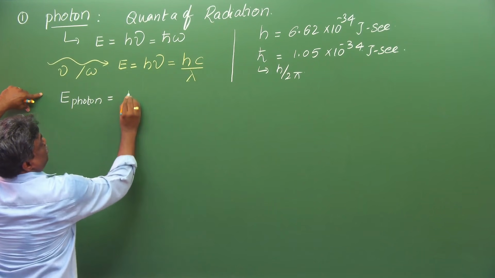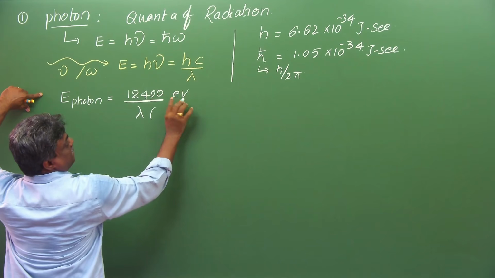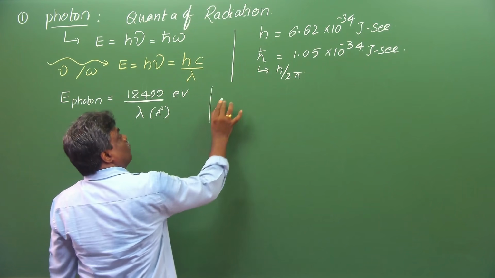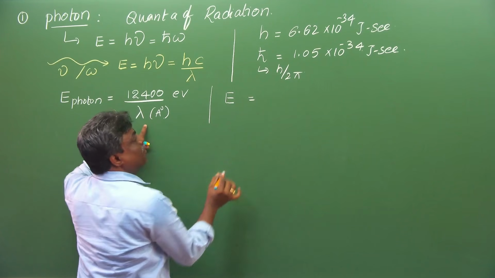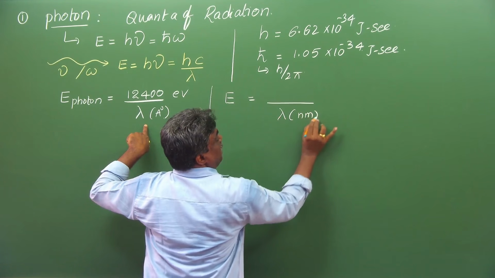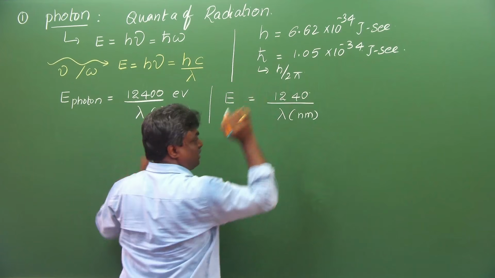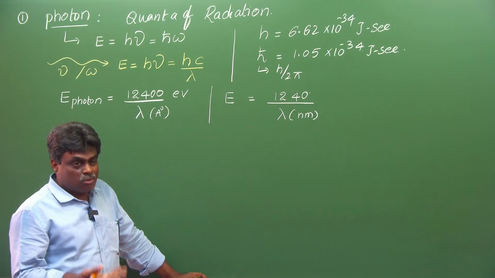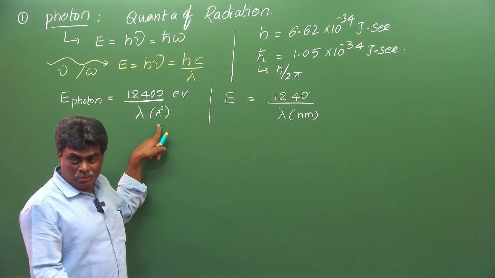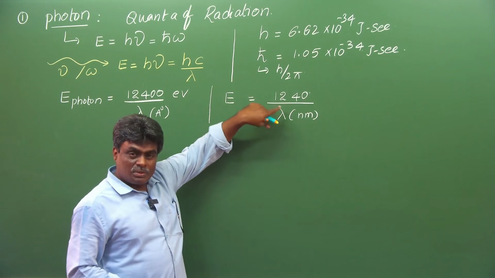If you substitute the h value and c value, you will get 12,400 by lambda. The units are electron volts, with lambda in angstrom. Sometimes while you are doing a problem, they will give the wavelength in nanometers. Then you should not take 12,400. What you have to take is 1240. Please remember, you will save so much time. Otherwise you have to convert nanometers to angstroms, and before you convert, the next notification will come. So it is better to remember this.